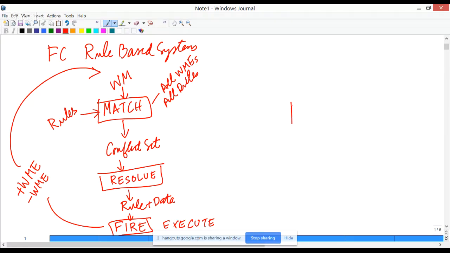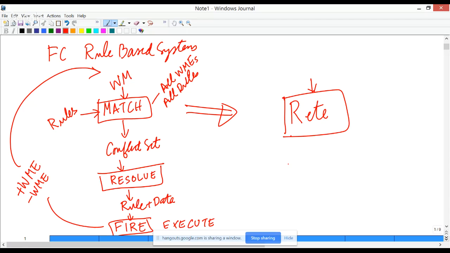So what the Rete algorithm does is it replaces the match part as follows: the rules are already compiled into the Rete net, and what the input to the Rete net is changes in working memory, and what it outputs is changes to the conflict set.